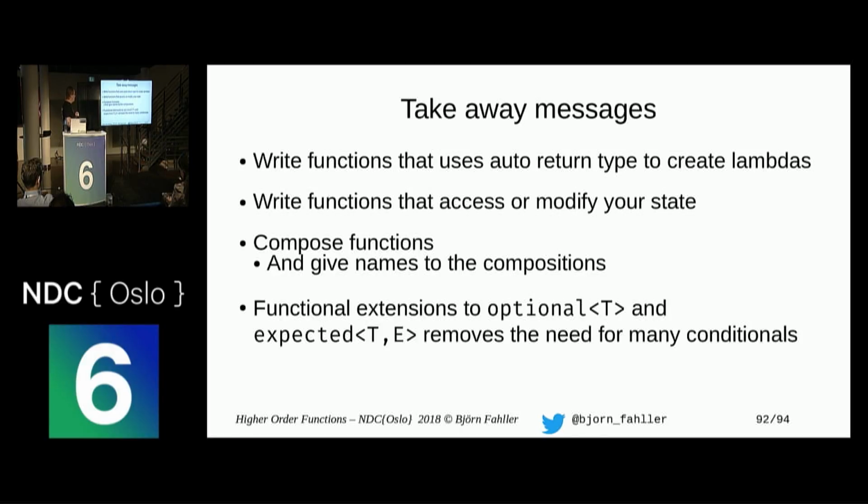I forgot to mention, there is another thing that Simon Brand also has, which is expected T and E. Optional is sort of expected T and void. So expected T and E says it either holds a T or it holds an E, where E is considered to be some kind of error information, not just, I could not provide you a T, sorry. It says, I could not provide you a T because E. And then the or else function is called with the E, so you can take different actions depending on what the E is. So that is cool.